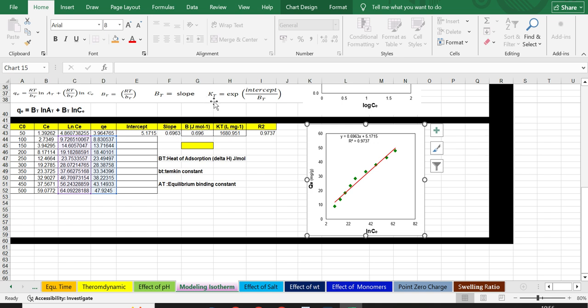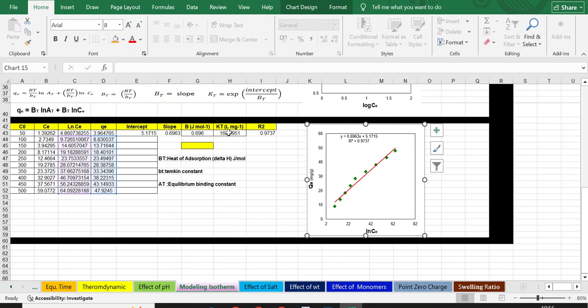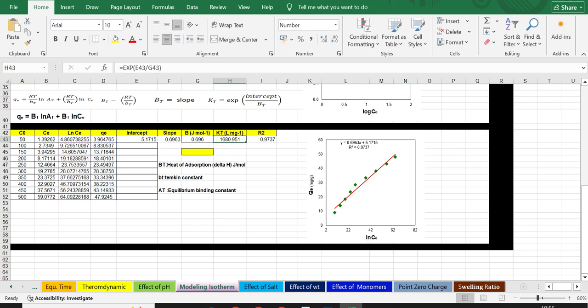And for calculating the value of KT, what is KT now? We have discussed already. KT is the Langmuir constant, and for calculating KT in liter per milligram, we have to take the exponent, like it's the exponential of intercept divided by BT. It means we have to divide the intercept value by BT and then take its exponent. So if I click on the KT value, you can see in the formula bar, it is written as equal exponent, and then you will make a column where you have written your intercept value and BT value.